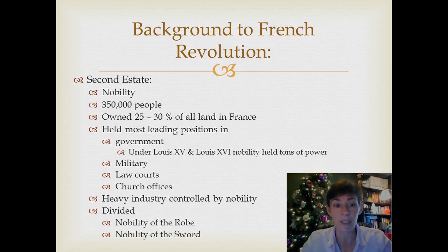They had most leading positions in government, military, law courts, and the church officials. Under Louis the 15th and Louis the 16th, the nobility held a great deal of power. So Louis the 14th kind of brought them to heel a little bit, not for the benefit of the greater society, for the benefit of himself. But the nobility, comparatively speaking, had less power under Louis the 14th. But the 15th and 16th gave them great power. You have heavy industry that is controlled by the nobility, and it was also divided. You have nobility of the robe versus nobility of the sword. Okay, one bought their titles, one were born into their titles.